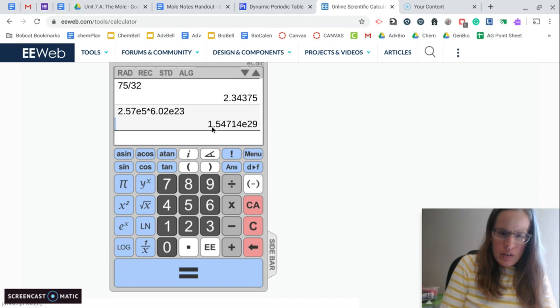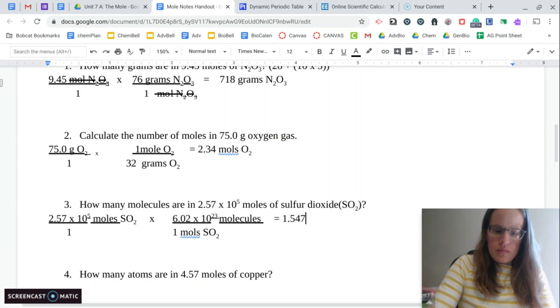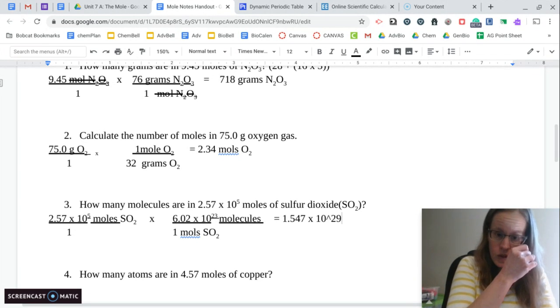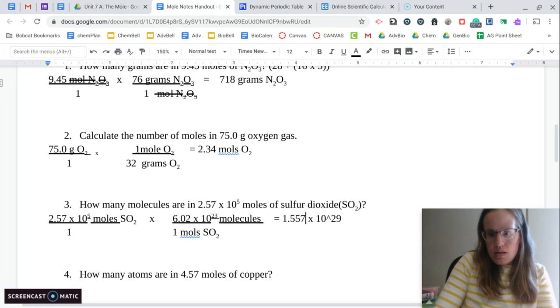Okay, so with this calculator, I've got 1.547 times 10 to the 29th. Oh, it doesn't want to do exponent. I'll do 29th. All right, and then I want to look back at sig figs. I've got 4 sig figs right now, but this number only has 3 sig figs. So I'm going to round my 4 up to a 5 and then get rid of my 7.